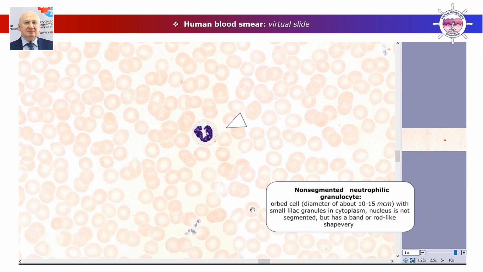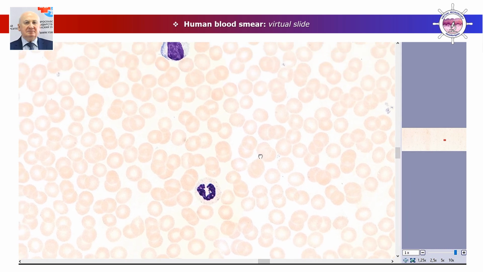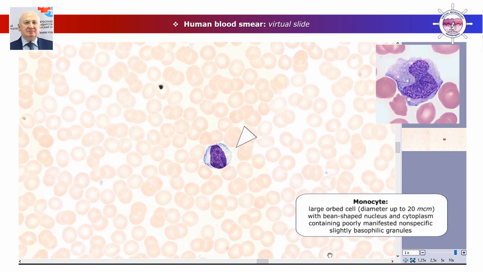Non-segmented neutrophilic granulocyte is a round cell with small lilac granules in the cytoplasm. Its nucleus is not segmented, but has a band or rod-like shape. Monocyte is a large round cell with a bean-shaped nucleus and cytoplasm containing poorly manifested non-specific slightly basophilic granules.